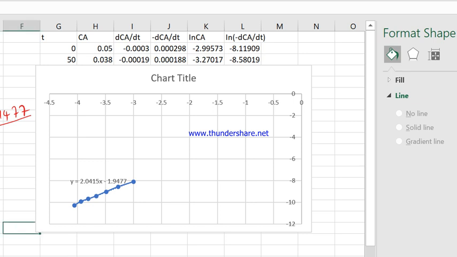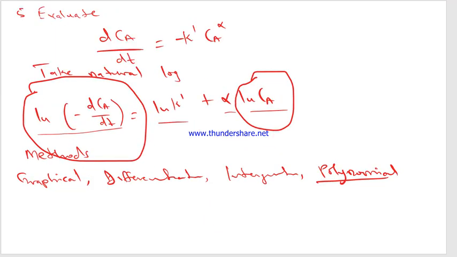Take your calculator to do that: 1.9477 negative, second function ln. So that will be 0.142 here. For my calculator here it is 0.143. Let's say 0.143. So we have gotten our k prime and we have gotten our alpha.